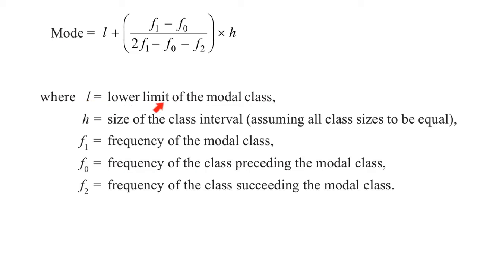L stands for the lower limit of the modal class. h stands for the size of the class interval, assuming all class sizes to be equal. f1 is the frequency of the modal class. f0 is the frequency of the class preceding the modal class, and f2 is the frequency of the class succeeding the modal class. So once we know these parameters, we can easily plug them into the formula and find the mode of the grouped frequency table. Let us try an example and see how we use the formula in finding the mode.